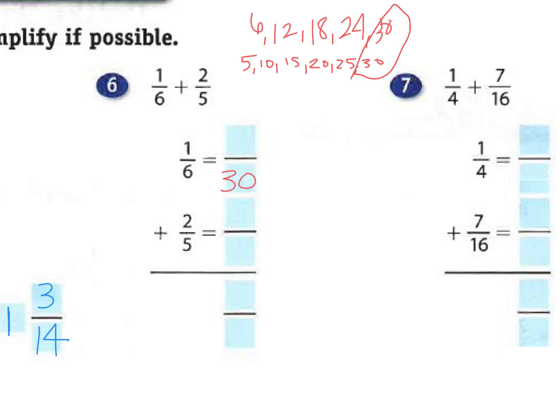So that means that we are going to add 30ths. So 6 times 5 is 30. So I do 1 times 5 is 5. 5 times 6 is 30. So I have to do 2 times 6 on top, which is 12. 5 plus 12 is 17 out of 30. That's all the way simplified.